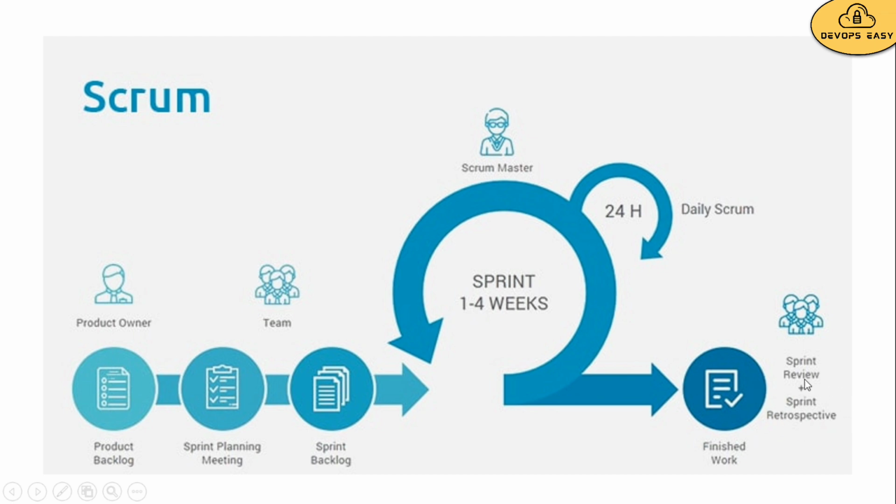So in the sprint retrospective meeting, they will discuss, okay, next we are going to work on these things. In the previous sprint, everything went well. If there are any problems, they will discuss and go further. This cycle will go on continuously.